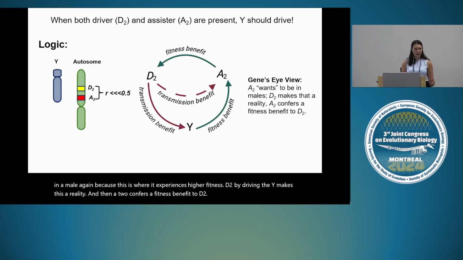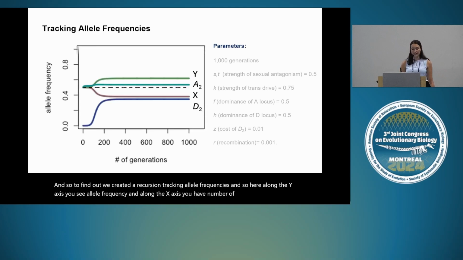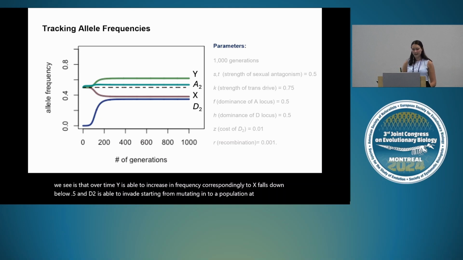Now, even if you're following with me and agree, okay, sure, that sounds logical, let's see if it actually works. And so to find out, we created a recursion tracking allele frequencies. Here along the y-axis, you see allele frequency, and along the x-axis, you have number of generations. What we see is that over time, Y is able to increase in frequency. Correspondingly, the X falls down below 0.5, and D2 is able to invade, starting from mutating in to a population at which it's 0. So this confirms that remote control drive is working.